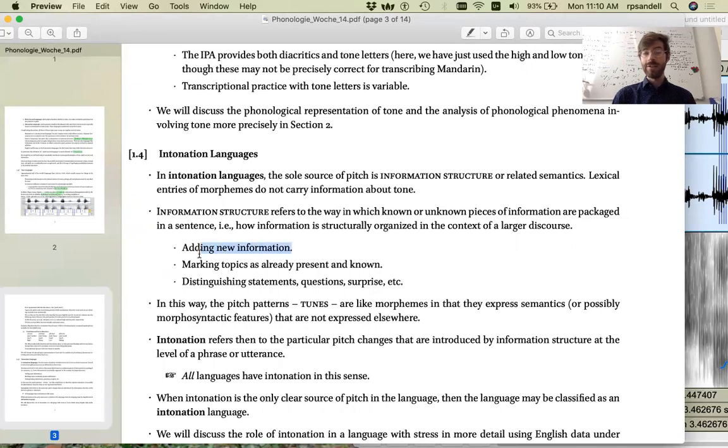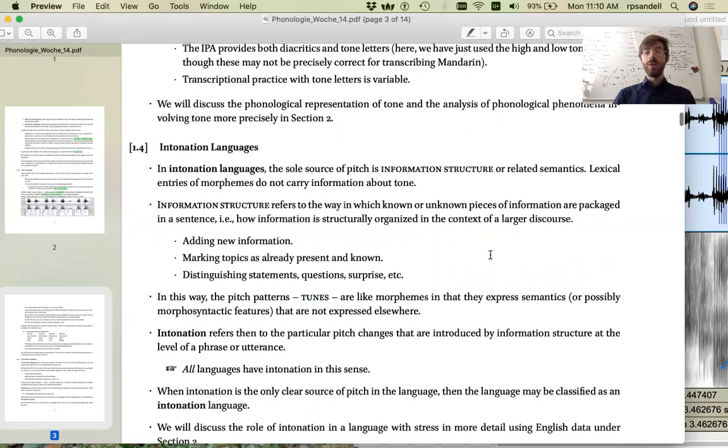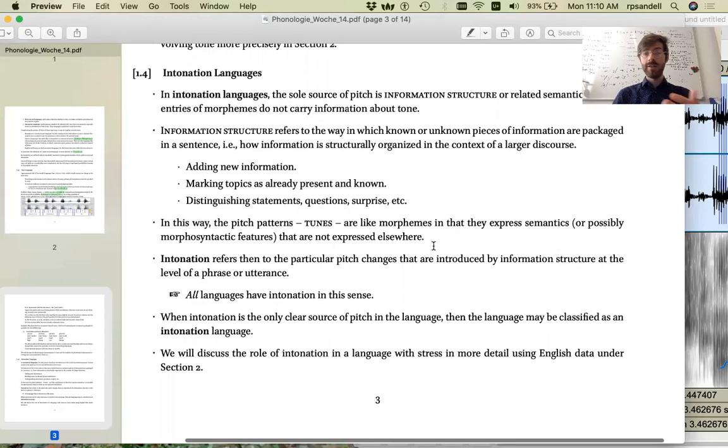So this could mean adding new information if you start talking about something that was not already present in the discourse, or if you want to mark some information, say a topic, as something that was already present and known, or very often this information structure can carry some information about the whole sentence itself, whether we're making a statement, asking a question, expressing surprise, and so on. And in this way, pitch patterns, which we will refer to as tunes, in intonation languages seem to behave like morphemes because they appear to express some semantics that are not expressed anywhere else in the sentence.